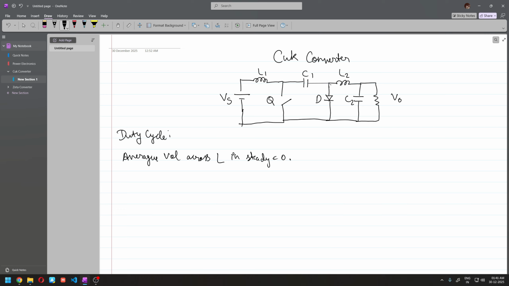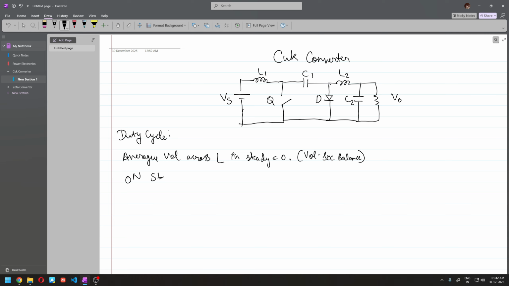So that is the fundamental principle, what is known as the volt-second balance, and that's what we're going to be using to derive the equation. So first, what we'll do is write the equivalent circuits of this converter in the on and off state, and let's do that first.